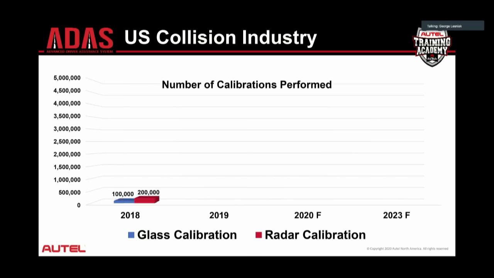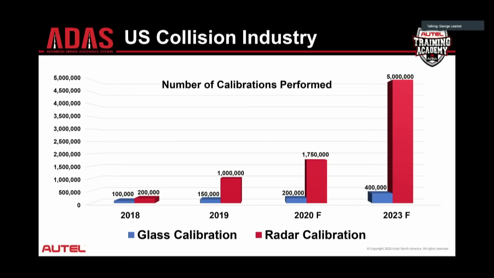In 2018, there were approximately 300,000 calibrations performed in-house at collision shops in the United States. In 2019, that grew to over 1.1 million. In 2020, it's forecasted to be close to 2 million calibrations. And if we look at the forecast for 2023 with the automatic emergency braking mandate, we're looking at a growth in this industry of over 5.5 million calibrations that will need to be performed. So this is a growing market.